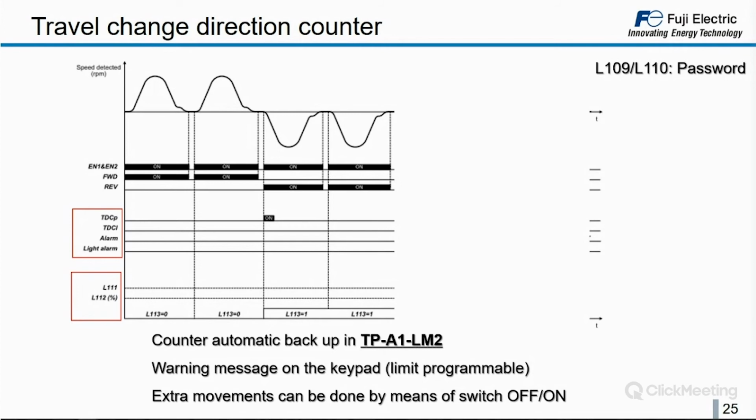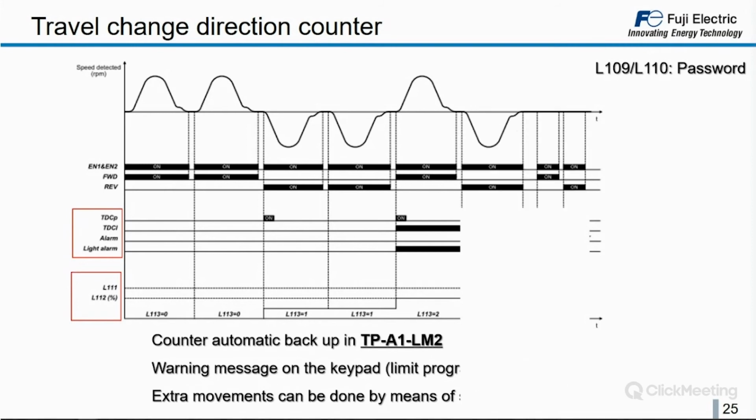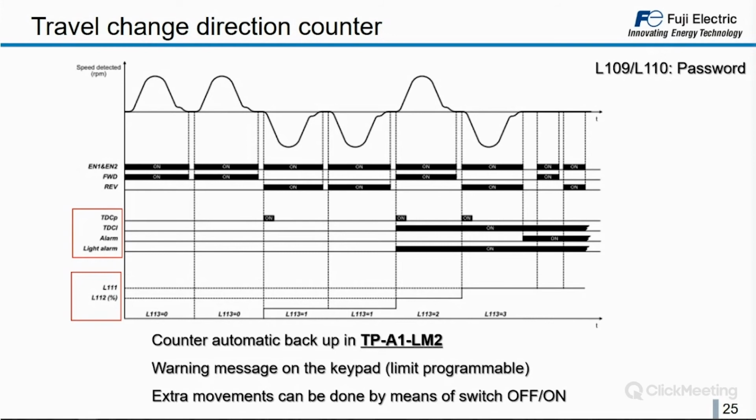At the same time, we are comparing whether this number has reached the limit L111. In L111, we set the value given by the suspension means manufacturer, so the maximum allowed number of direction changes. We have not reached it, so this is fine. Next movement, we go up again, so we have a new direction change. The counter L113 increases by 1, so we have 2 direction changes. And finally, we have a third direction change. So L113 equals 3. We reach the limit L111.